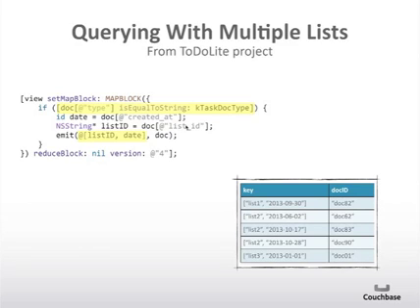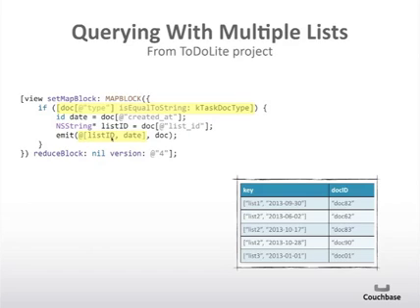So if we have multiple lists, then how are we going to figure out which documents belong to which list? There's a bit of a fancier query that we do here, where we first check to see whether the document is a task. And if it is a task, then we're going to get its created app property and also its list ID, which is the document ID of the list that it's contained by.